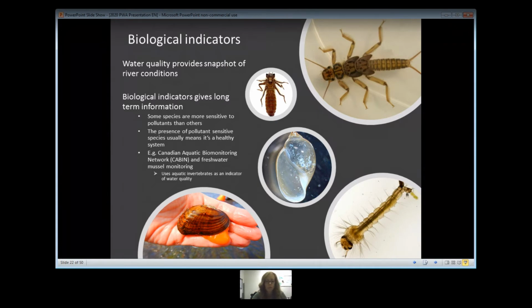And some programs to evaluate these organisms that we've used in the past are the Canadian Aquatic Biomonitoring Network, CABIN for short. And also we've been doing monitoring on freshwater mussels as well.